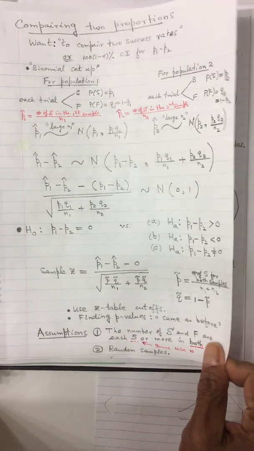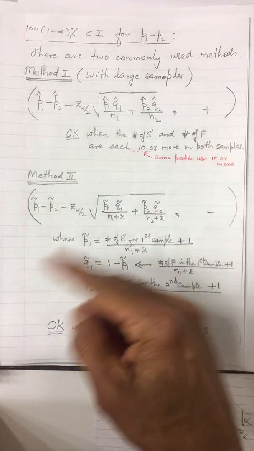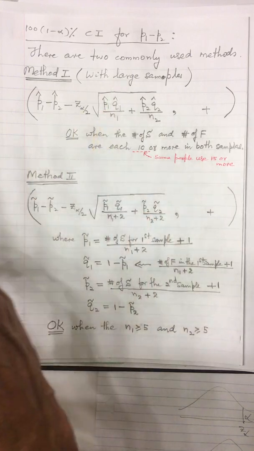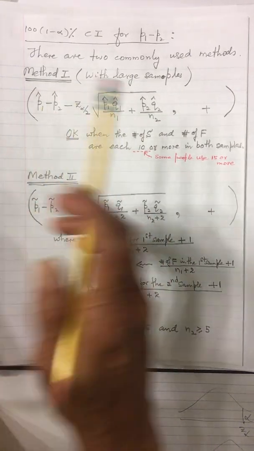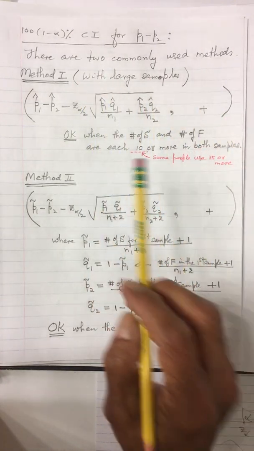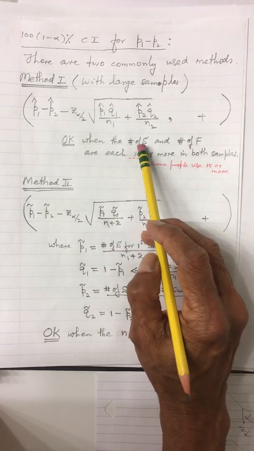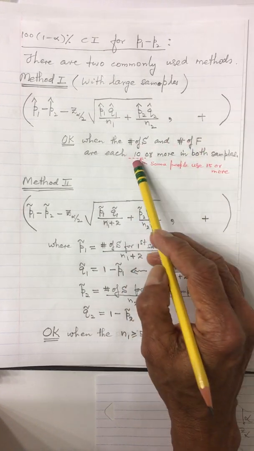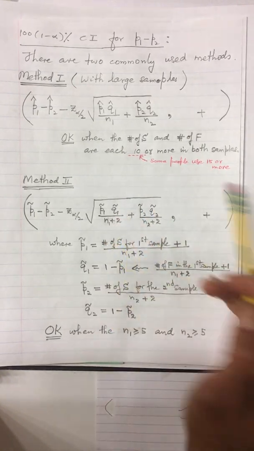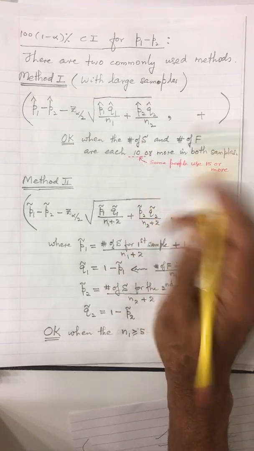So the confidence interval is almost the same way. There are two commonly used methods in general. One method is sometimes known as the large sample method, and in this case the samples must be large, okay? So in other words, the number of successes and the number of failures in both samples must be a minimum of 10. Most books say a minimum of 15, but it must be a minimum of 10, okay?